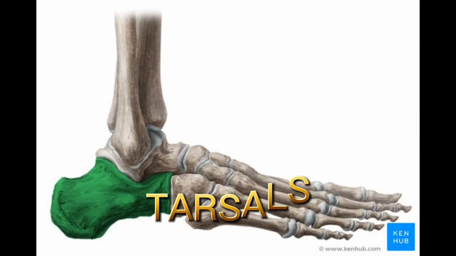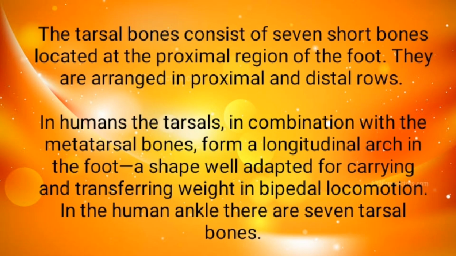Lastly are the tarsal bones. The tarsal bones consist of 7 short bones located at the proximal region of the foot. They are arranged in the proximal and distal rows. In humans, the tarsals, in combination with the metatarsal bones, form a longitudinal arc in the foot, a shape well adapted for carrying and transferring weight in bipedal locomotion. In the human ankle, there are 7 tarsal bones.